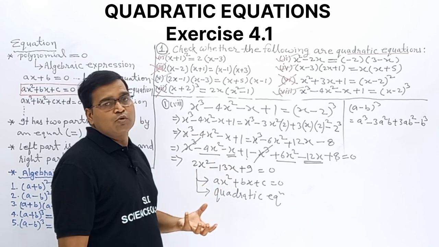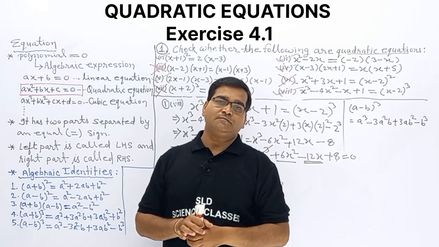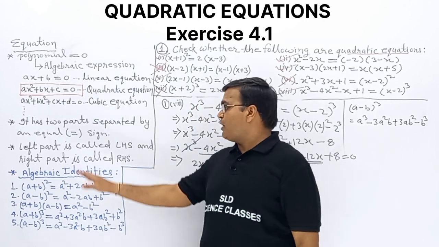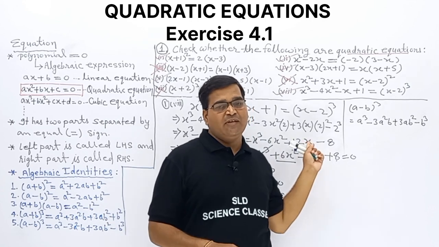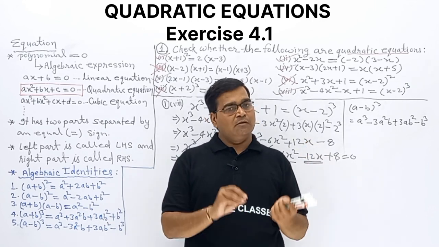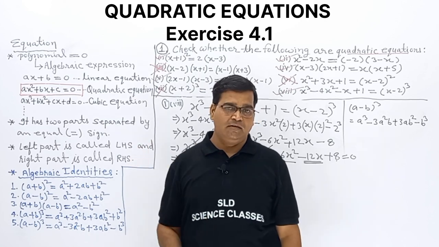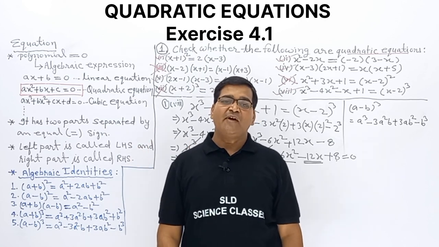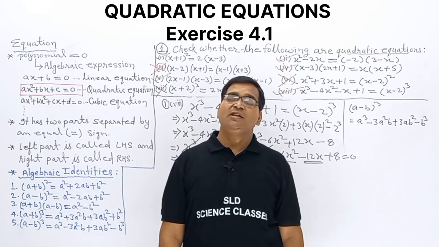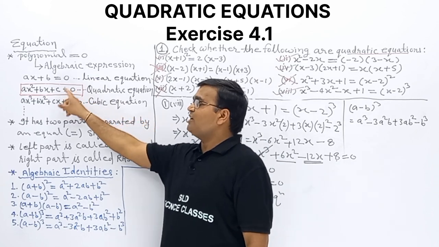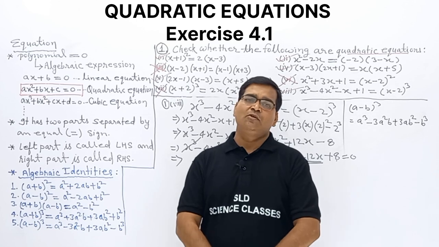So how will we solve? We will apply the normal equation rule, and for solving we require some algebraic identities. By using these identities we expand, transpose each term of the right hand to the left hand, then add and subtract. Finally we get one equation, and if it is in the form of ax square plus bx plus c, then we say that it is a quadratic equation, otherwise not.